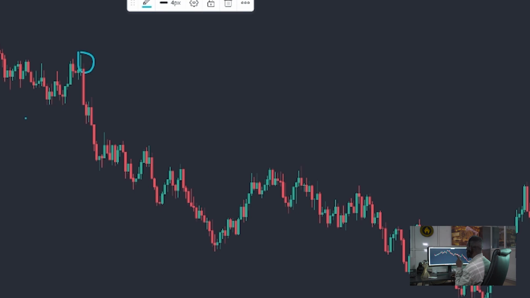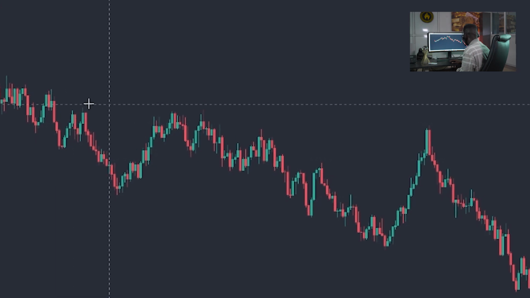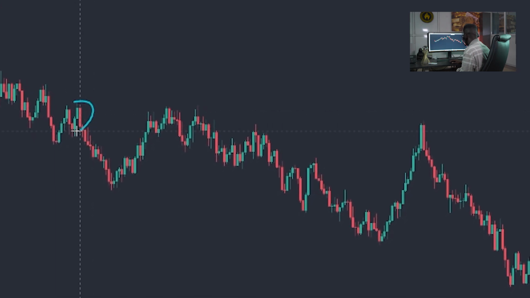Here we have the bearish engulfing. Please note, we've looked at the bullish engulfing. We've seen the shooting star. And the one left now is the bearish engulfing. So let's take a look at the bearish engulfing. This is the bearish engulfing.